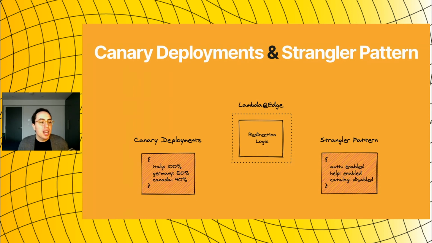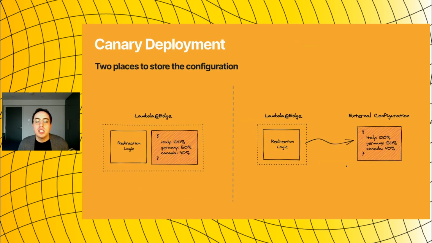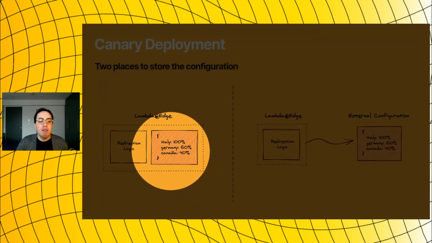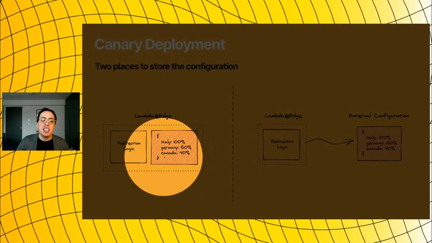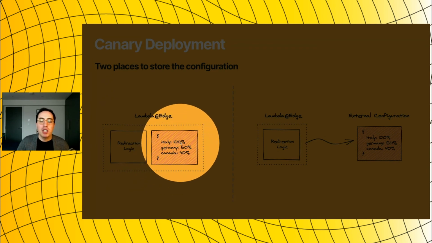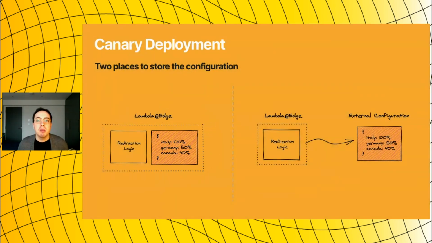My question right now is, where do I store the configuration? And we basically have two options. The first option, here on the left-hand side, is to put the configuration inside the Lambda itself. This means that if you want to change the configuration, you have to redeploy the Lambda. And nowadays it takes less than 10 minutes, so it's probably okay-ish.